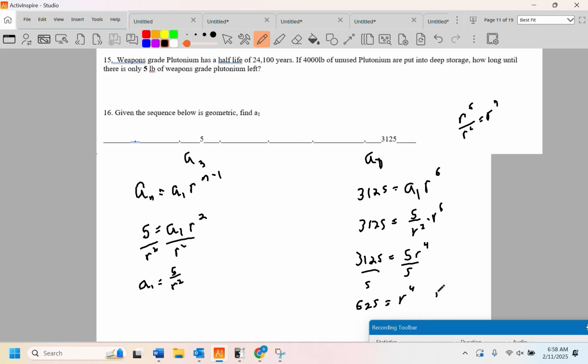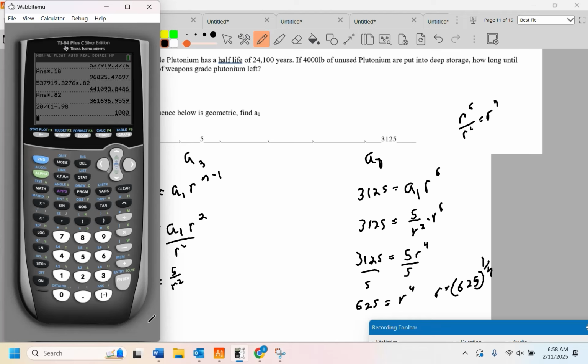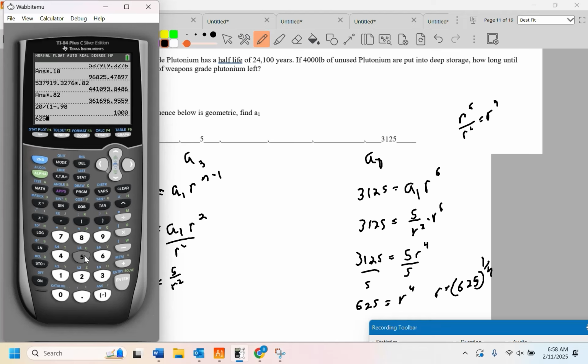625 is r to the fourth, so r is the fourth root of 625, because the opposite of the fourth power is the reciprocal, 1/4. And again, that should be a 5.